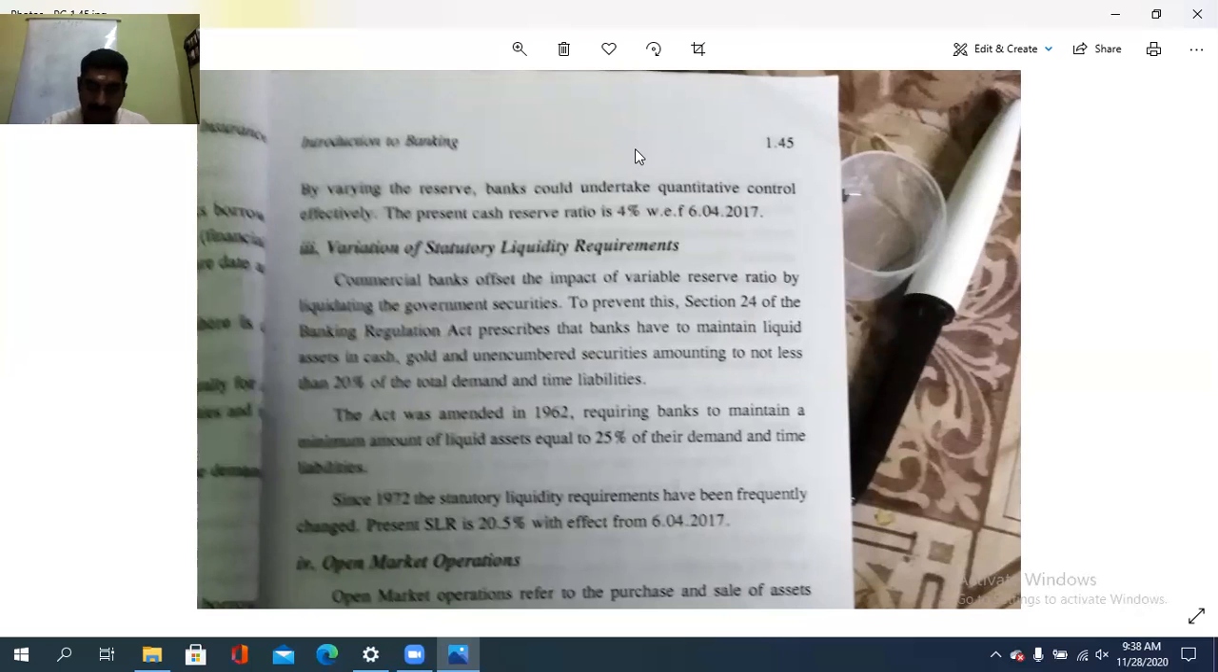So that is the variable cash reserve ratio. So under the bank rate policy, what is there? Repo rate and reverse repo rate, and then variable cash reserve ratio. The third is variation of statutory liquidity requirements. So what is that? The commercial banks observe the impact of variable reserve ratio. നേരത്തെ പറഞ്ഞ variable cash reserve ratio യുടെ ആ ഒരു impact, that is to be, what is that?